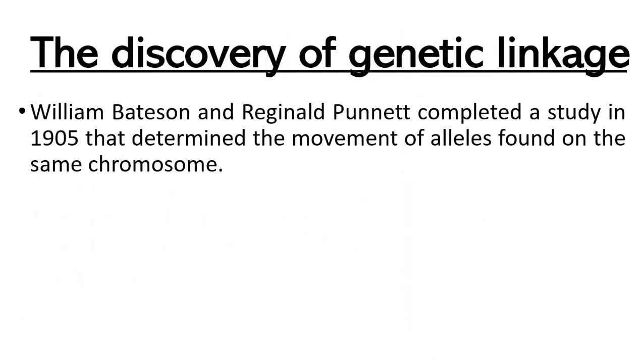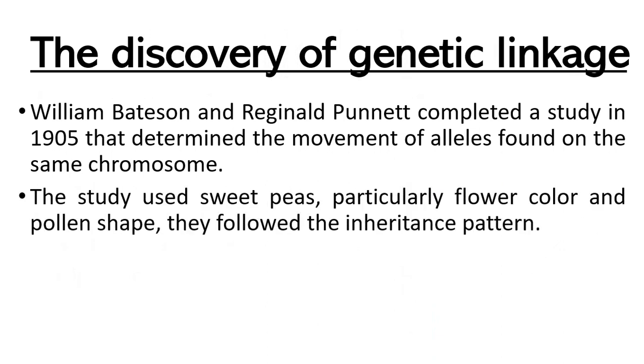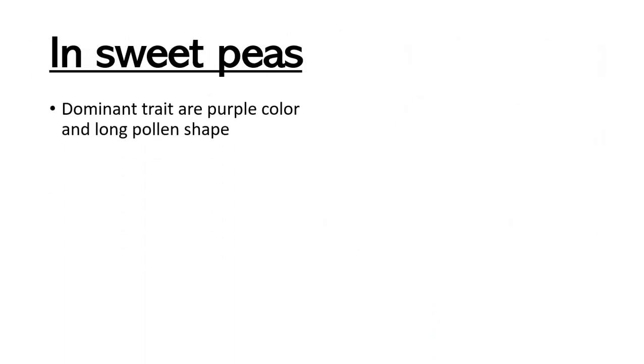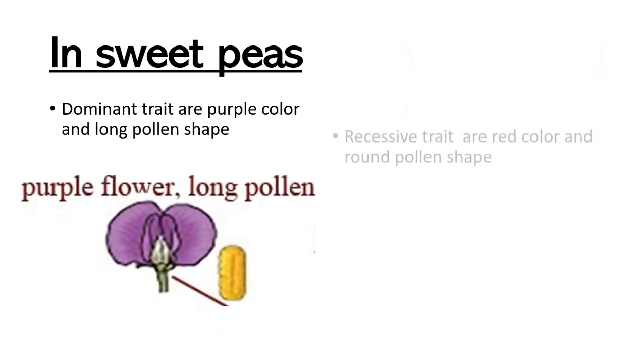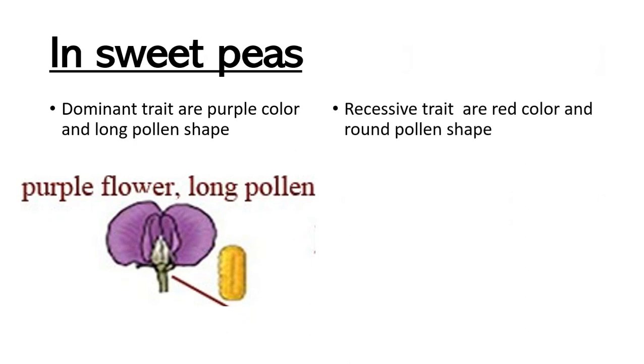So how was genetic linkage discovered? Two scientists, William Bateson and Reginald Punnett, completed a study in 1905, and they determined the movement of alleles found on the same chromosome. They especially studied sweet peas and two of their characters, particularly flower color and pollen shape. In sweet pea plants, the dominant traits are purple color and long pollen shape. On the other hand, the recessive traits are red color and round pollen shape.